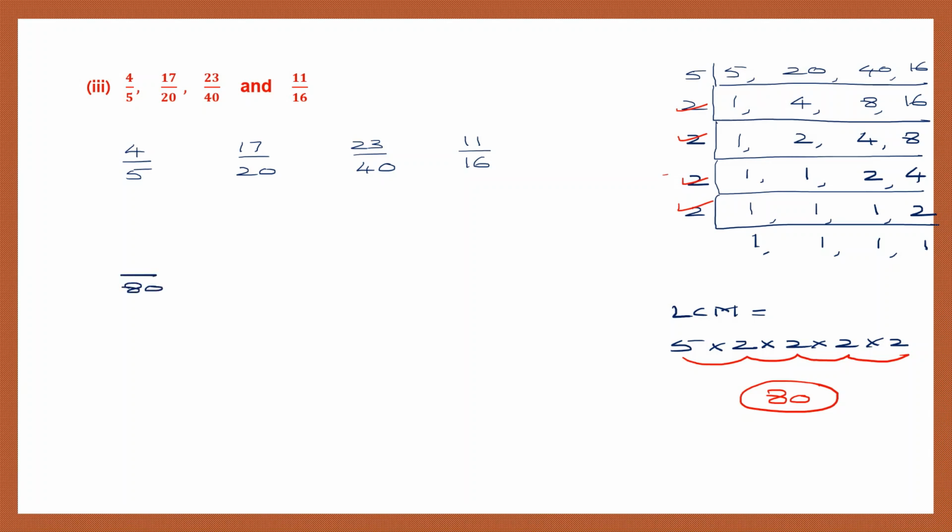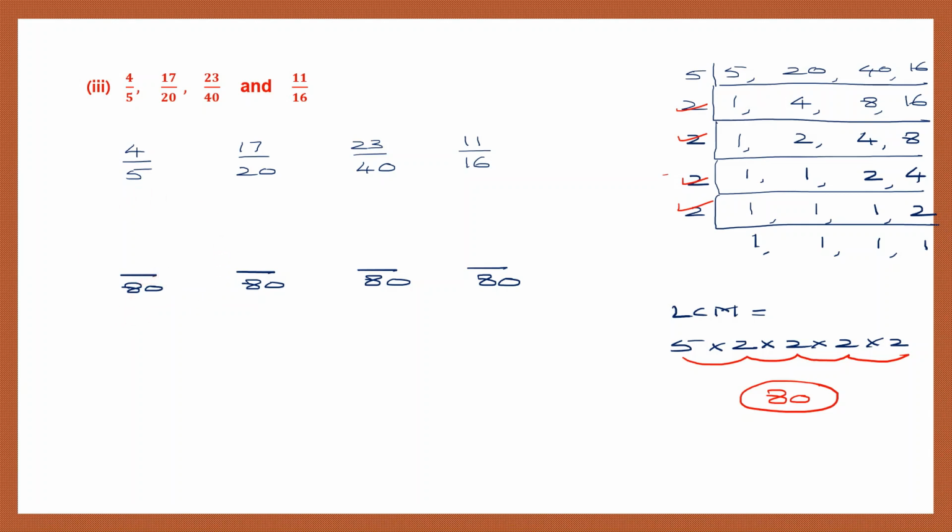For the first fraction it's 80. Second fraction it's 80. Third one it's 80. And for the fourth one it's 80. Now let's see how we got this 80. 5 is the first denominator here. 5 into what will give us 80? 5 into something is 80. Isn't it? To find that, we can divide 80 by 5.